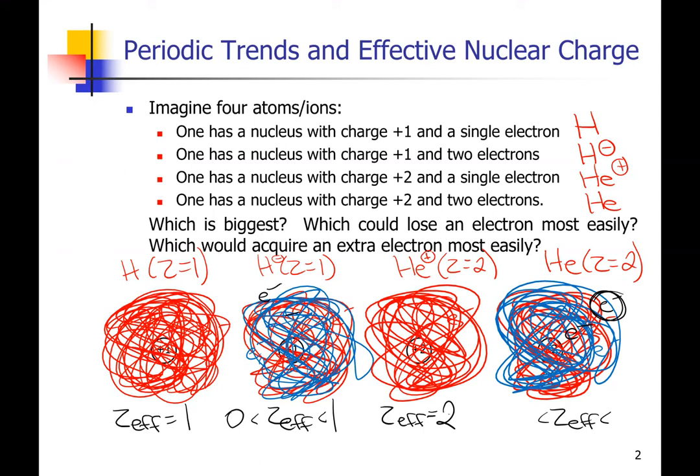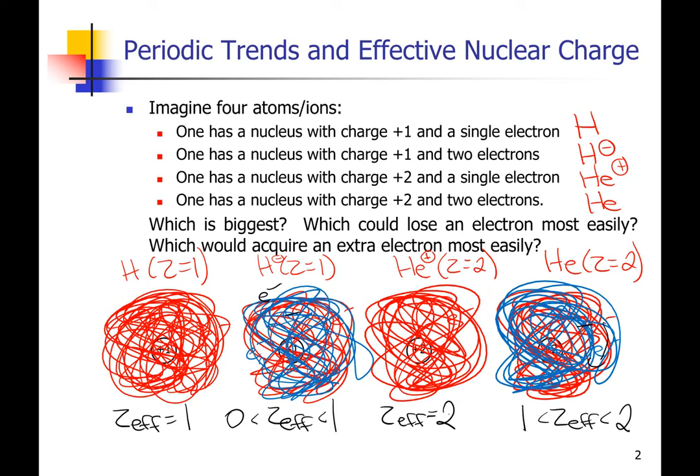But that's one instant in time. The electrons are both constantly moving. And so if the lowest amount of charge the electron could ever feel in any particular set of relative positions is 1, we know that the effective nuclear charge is going to be greater than 1, but it's going to be less than the full +2 charge of the nucleus.